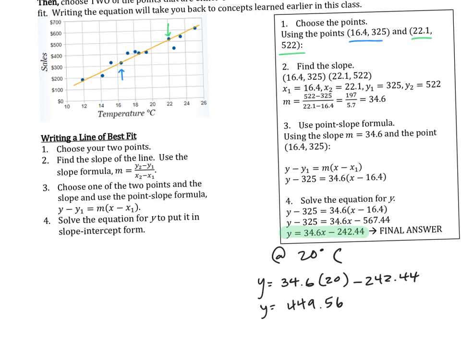So I pulled out my calculator and I did that while the video was paused, and it came out with $449.56. So that's a way to determine that if the temperature was 20 degrees Celsius, I would probably make $449.56. So that's the power of lines of best fit. That's what a scatter plot can do for you, right?